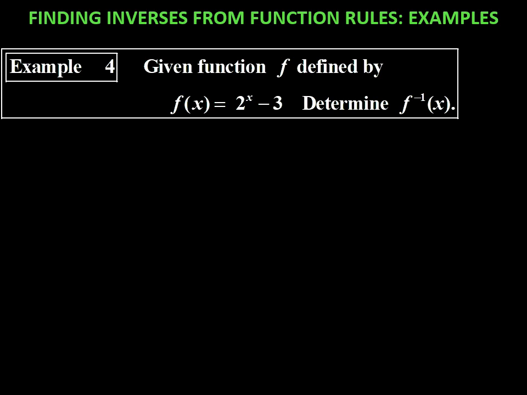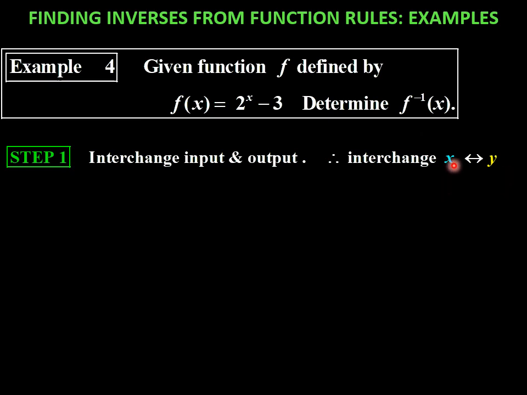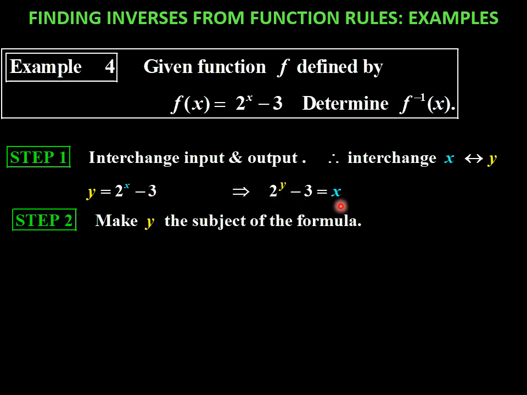In this example here, you're going to be using an exponential rule, 2 to the x minus 3, and we want to determine the inverse rule for that. So as usual, remember the first step, we have to interchange the x and the y. So let's do that, same color coding. So that becomes y is equal to 2 to the x minus 3, and that will become 2 to the y minus 3 equal to x.